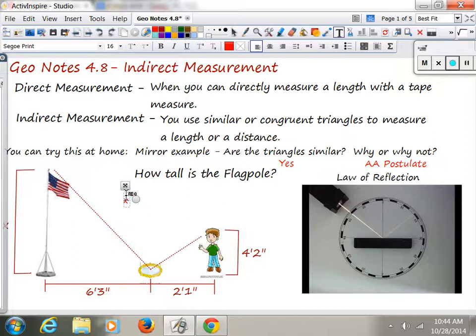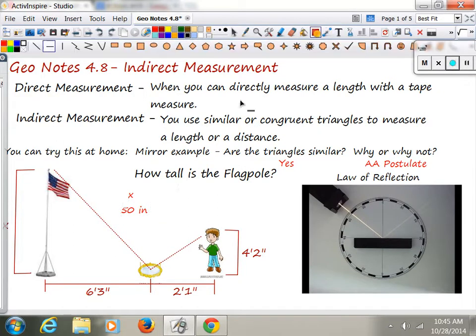So I'm going to put X over something. What would I want to put X over? What corresponds to the X in the other triangle? 4 feet 2 inches. Let's change it to inches. 4 feet 2 inches would be 50 inches. So I'm going to make the height over the height be my first fraction, my first ratio.